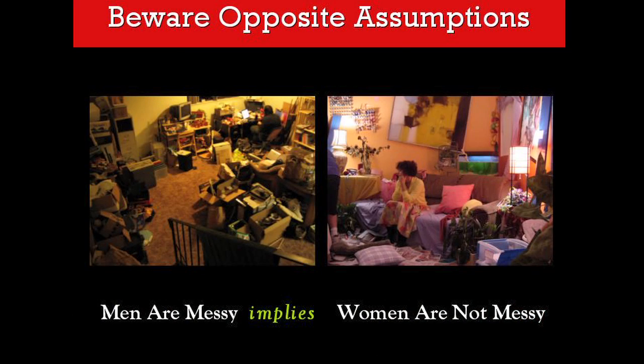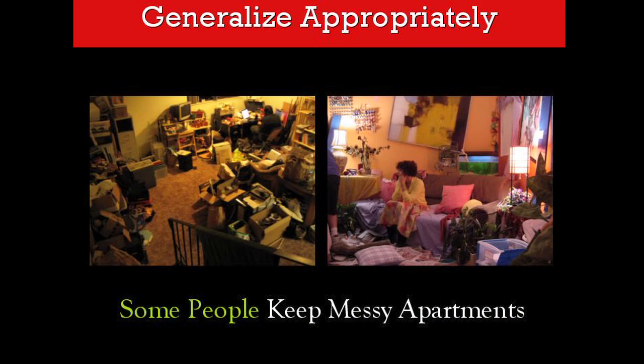Use the opposite assumption to test whether your assumption is broad enough. If the opposite is also true, consider generalizing your assumption. And then generalize appropriately. Find the scope where the assumption is true, but the opposite is not. Rather than men or women being messy, maybe all people are messy sometimes.